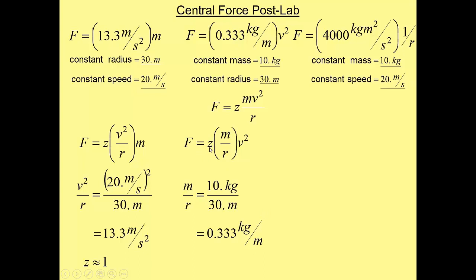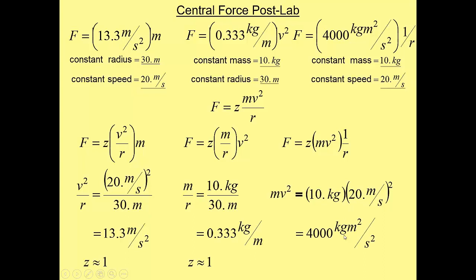So once again, what do we need to multiply to make this number the slope? 1. So it confirms what we saw in the first third of the lab. Well, since we've got it, we might as well work through the last third as well. If I pull out the 1 over r to make it look like this equation, now the slope needs to be z times mass times speed squared. We know the mass and the speed in this third of the lab. We kept them constant. Plug it in. 20 squared is 400. 400 times 10 is, of course, 4,000 kilogram meters squared per second squared. Exactly the same units, exactly the same number. Z again has to be 1.